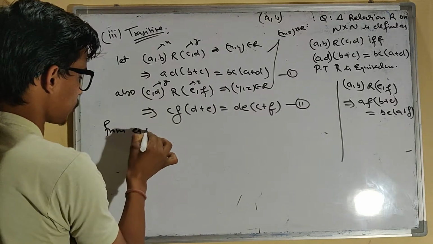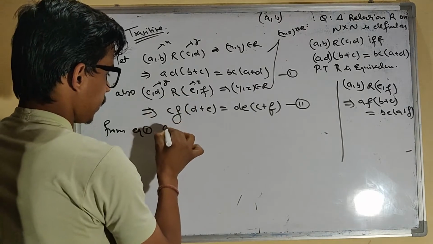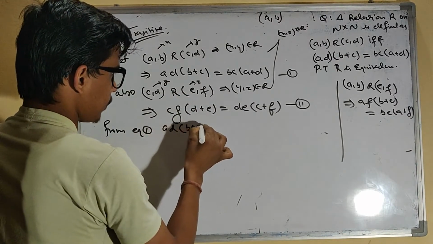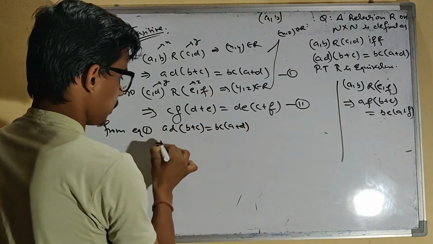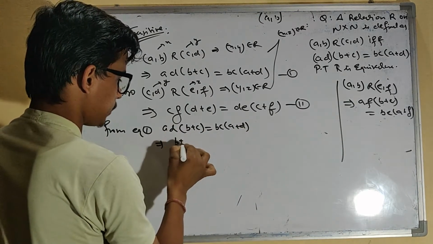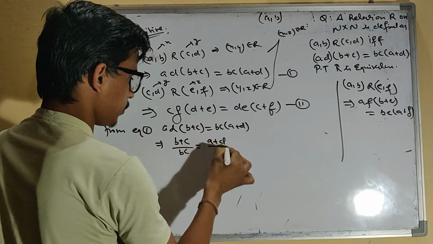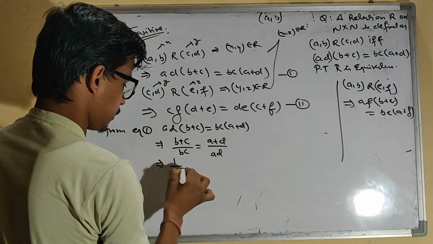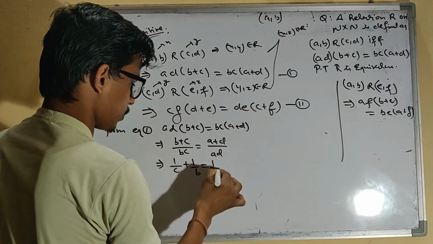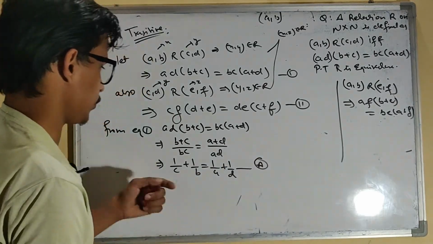From equation 1, I'm going to take ad(b + c) = bc(a + d). This can be written as (b + c)/bc = (a + d)/ad. So what does it mean? 1/c + 1/b = 1/a + 1/d. Let's say this is equation A.